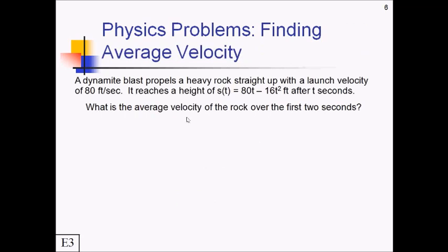For this next problem, we want the average velocity of the rock over the first 2 seconds. Pause the video and see if you can puzzle this one out. So since we're asking for an average, we want the AROC formula. And for velocity, that means it's the average rate of change of displacement. So we're still using this distance formula. So that means for the first 2 seconds, we need s of 2 minus s of 0 all over 2 minus 0.